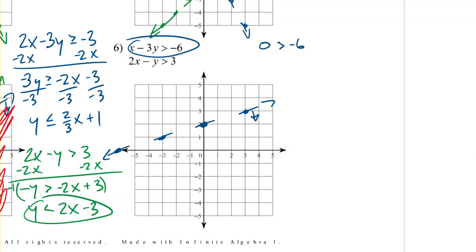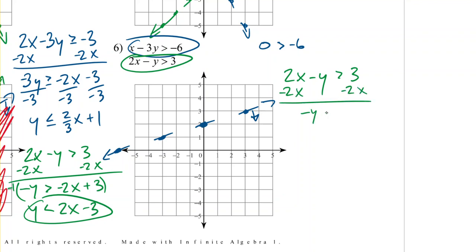All right, our next one, well, 2 doesn't go into 3. I don't want to put 3 halves. That's 1 1/2. I don't want to do that. So let's solve that for y. 2x minus y is greater than 3. If we subtract 2x, we get -y is greater than -2x plus 3. Divide everything by -1. I also could have showed that by multiplying by -1. Reverse our inequality. 2 negatives make a positive. A negative and a positive makes a negative.